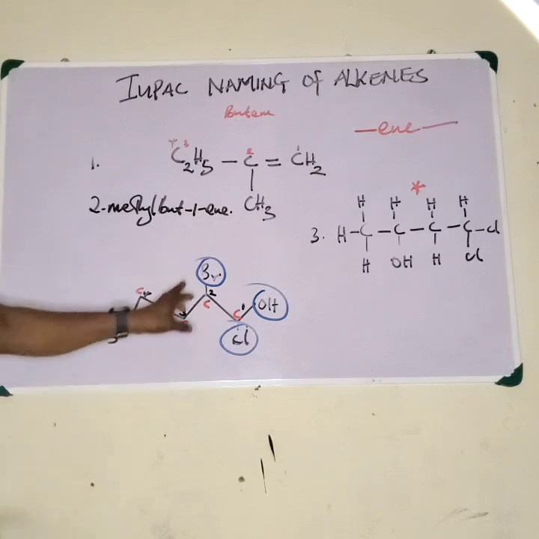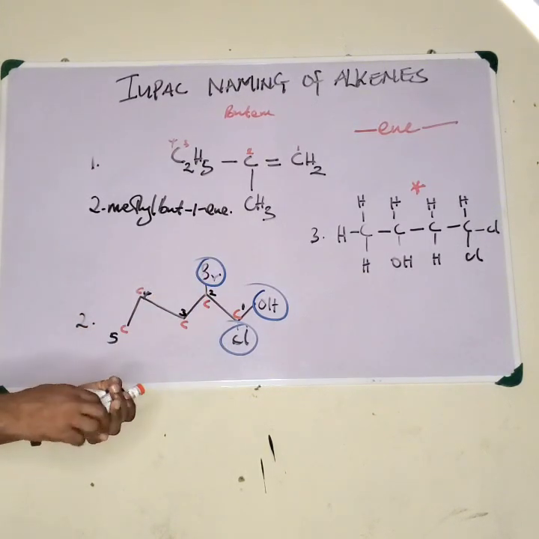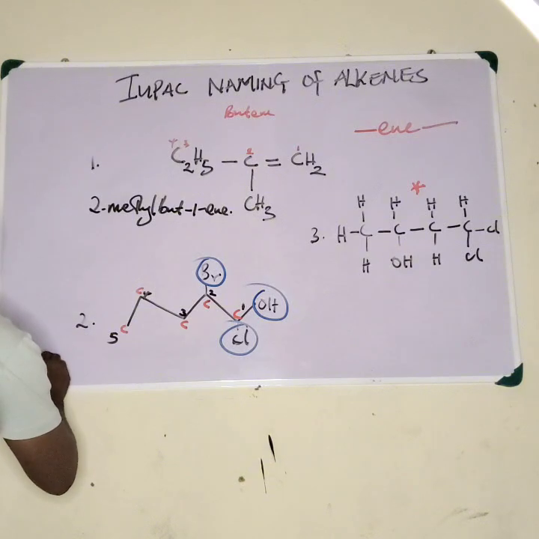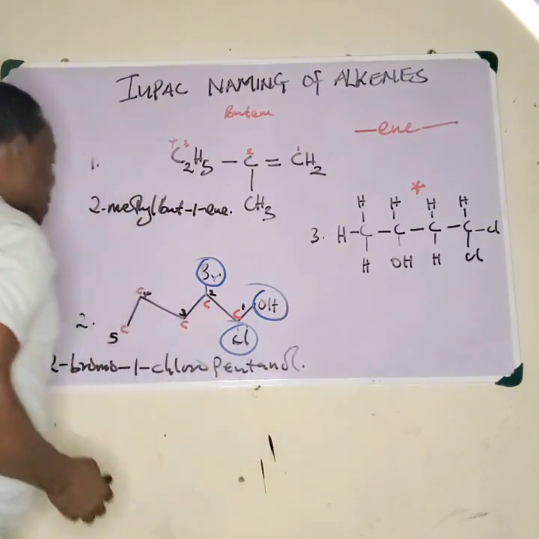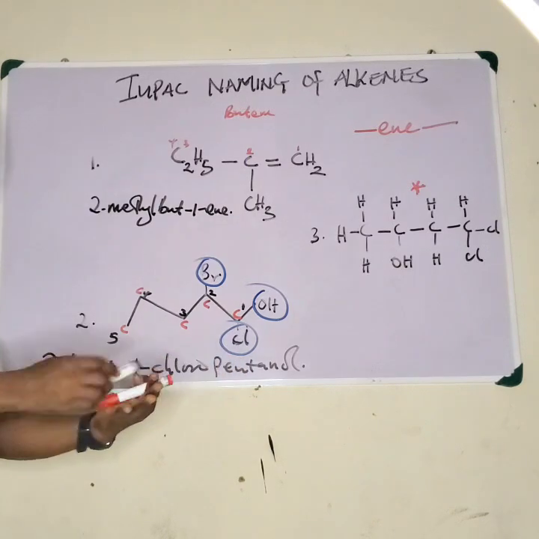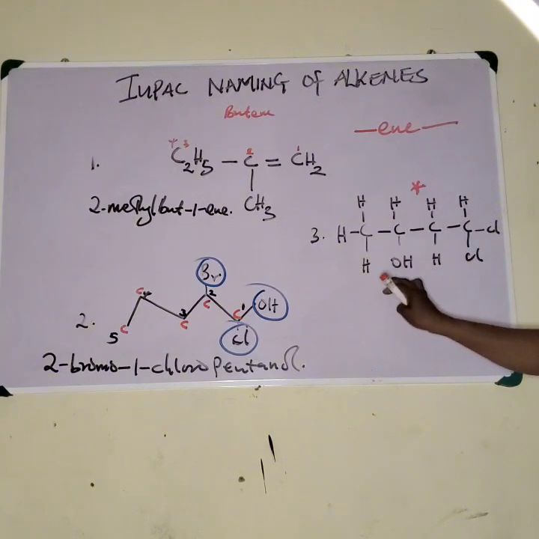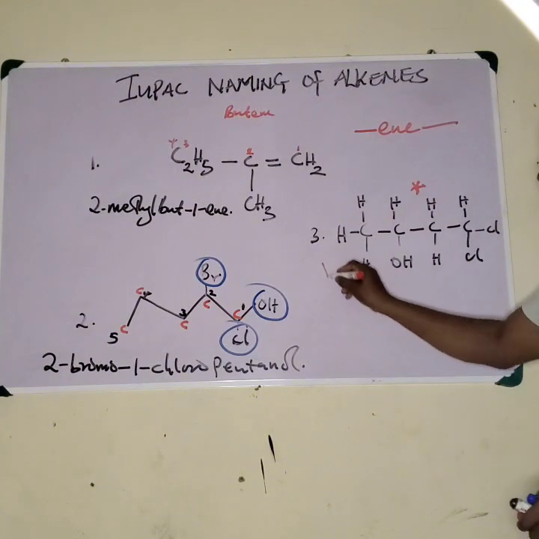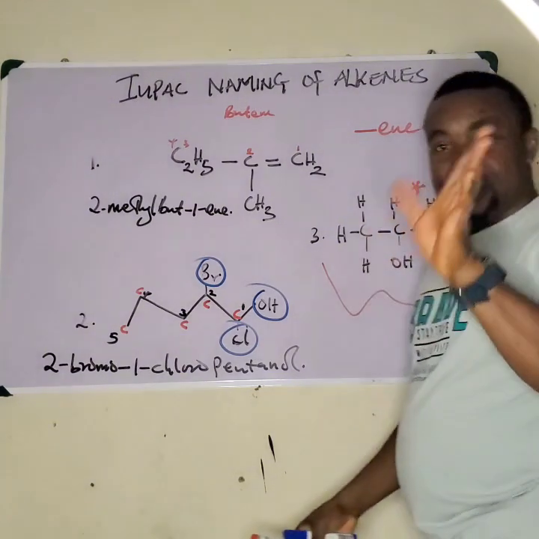So now we have Br and Cl. So Br must come before Cl. So this will be 2-bromo-1-chloropentanol. Please, I want you to give me the IUPAC name of this compound and write it in the comment section.